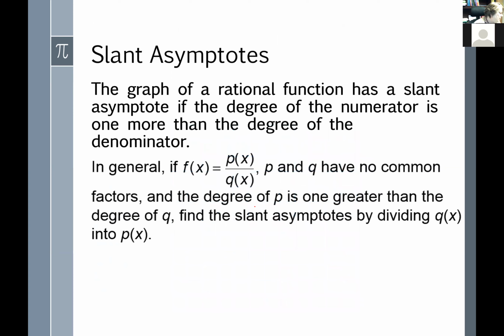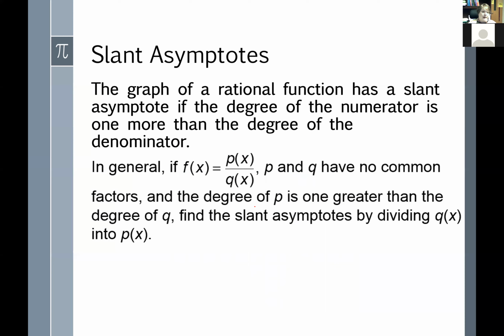Okay, our last topic is slant asymptotes. And slant asymptotes occur in general if you have a particular value for the numerator and denominator degree. So the graph of a rational function has a slant asymptote if the degree of the numerator is 1 more than the degree of the denominator. In general, if f of x equals p of x over q of x, p and q have no common factors, and the degree of p is 1 greater than the degree of q, find the slant asymptote by division.